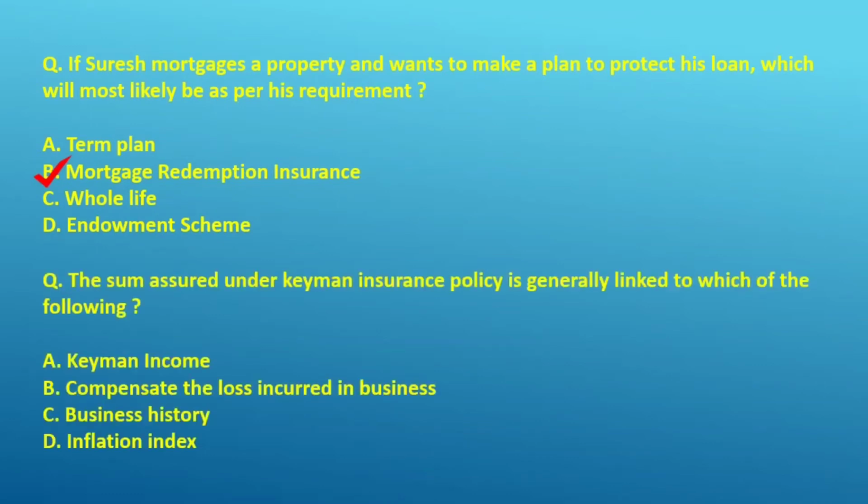Next is, the sum assured under Keyman insurance policy is generally linked to which of the following? We all know Keyman insurance policy can be taken for the loss incurred in business. So the answer is B. Compensate the loss incurred in business.